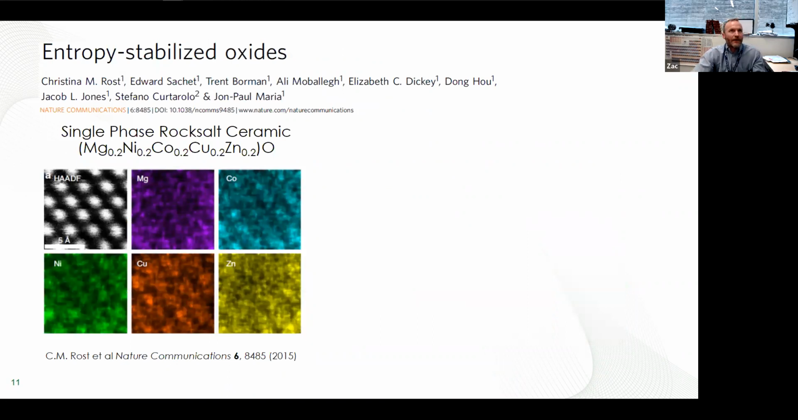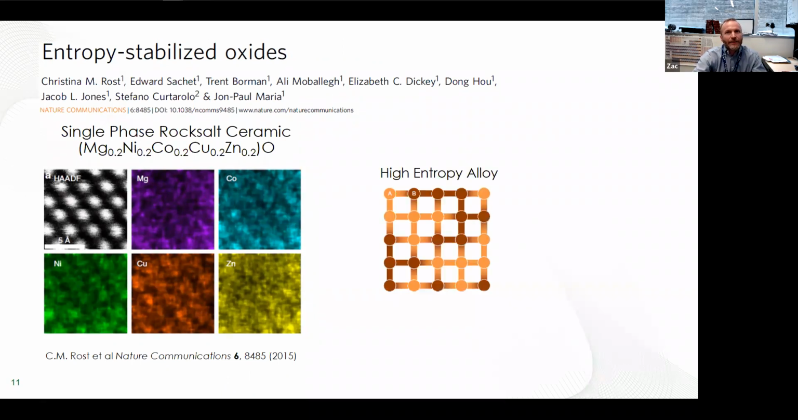So here was a paper that came out from Tina and JP Maria. This was the first example of these high entropy oxides. So now what we're going to do is put an oxygen, this anion sublattice, in there, and that's going to give us some new and exciting things that we can go after.